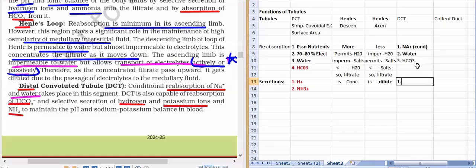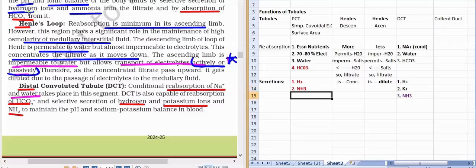One, what is it secreting? Hydrogen, H plus. Two, K plus. Three, NH3. So these are the things they are releasing. So secretion is completed. Next, he is saying that it's balanced in pH and ionic.